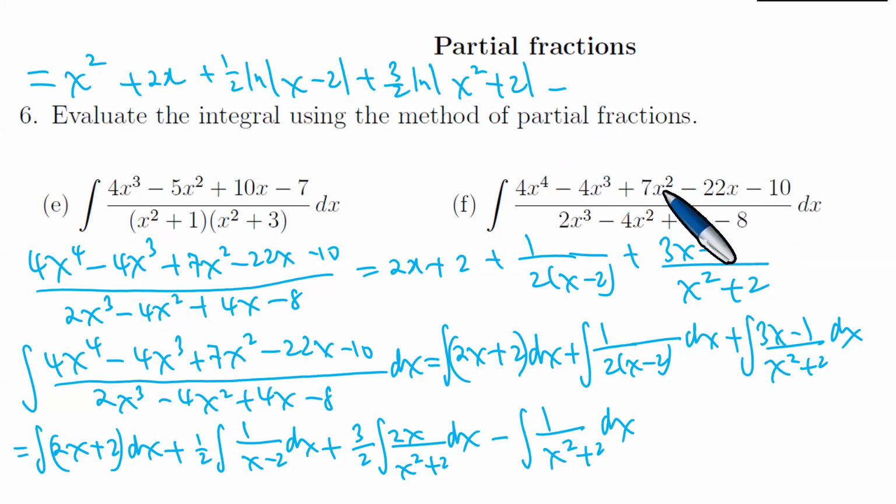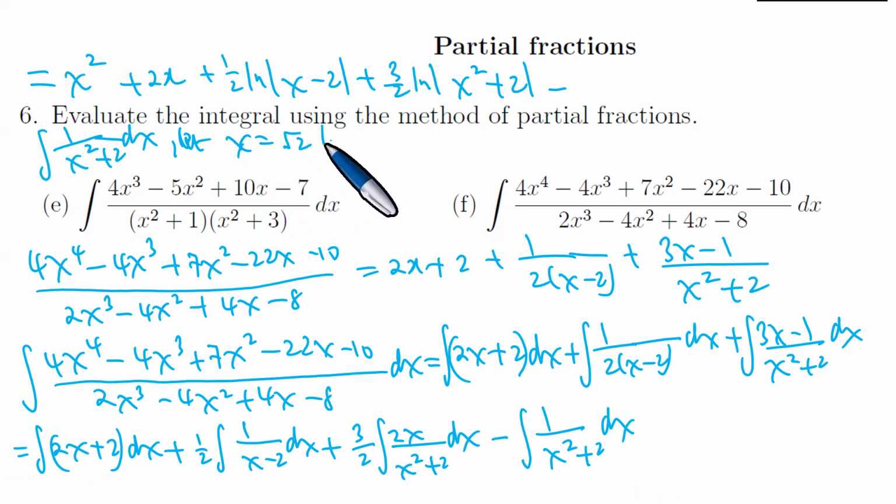This one, let's pause to reason this out. We need to find the integral of this. So, to find the integral of this, let me just extract the integral so that anybody can follow what we're doing here. So we actually need to find the integral of 1 over x squared plus 2 dx. We let x be the square root of 2 tan theta, dx is square root of 2 sec squared theta d theta.